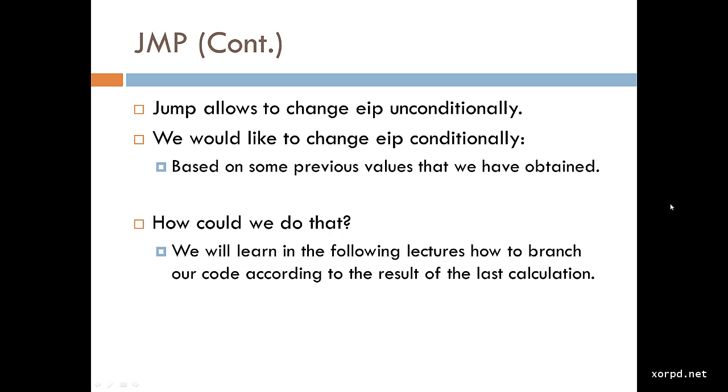Jump allows to change EIP unconditionally. We would like also to change EIP conditionally, maybe based on some previous value that we have obtained. But how could we do that? That is something that we are going to learn in the future lectures. We are going to learn how to branch our code according to the result of the last calculation.